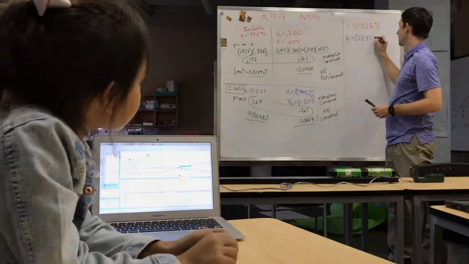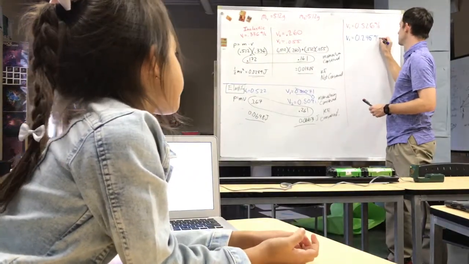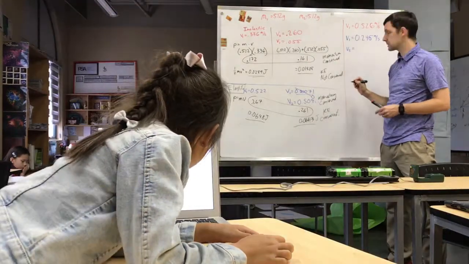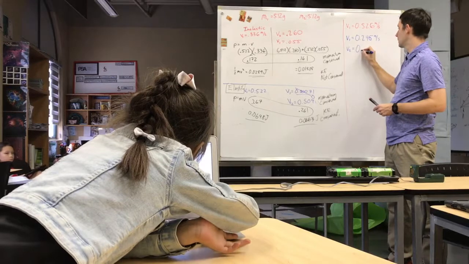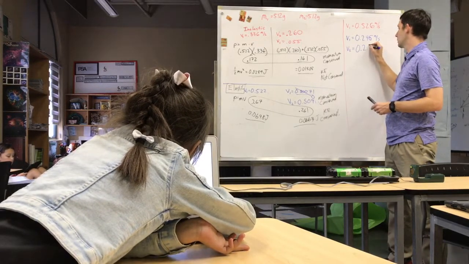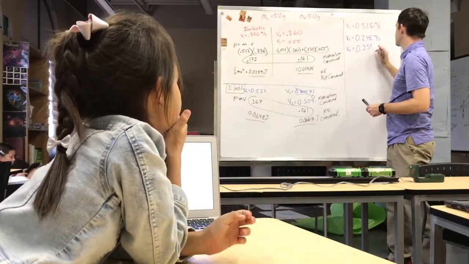0.2457. Okay, so we'll go 246 because I'm rounding to 3 digits. All right, and the cart 2, which is the last box there. 0.2538. Okay, so 38, so 254.